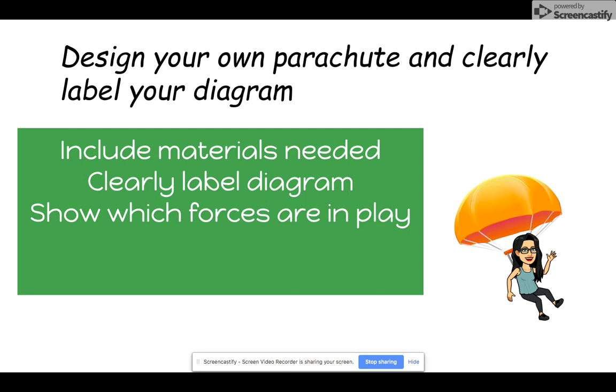Your problem: you're going to design your own parachute and you're going to clearly label your diagram. You're going to think about what materials you're going to need to create your diagram. You're going to clearly label your diagram, just like any scientific diagram, and you're going to show which forces are in play and whereabouts you think those forces are coming into play.